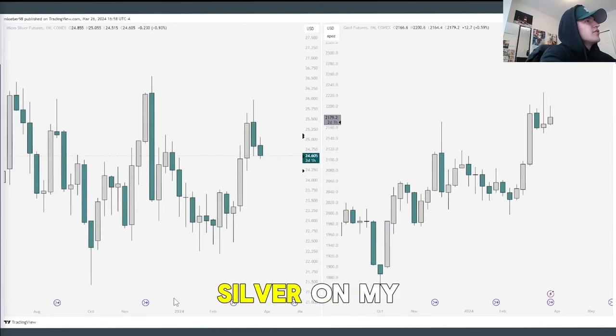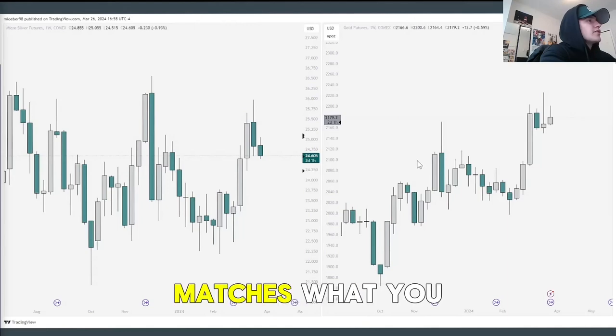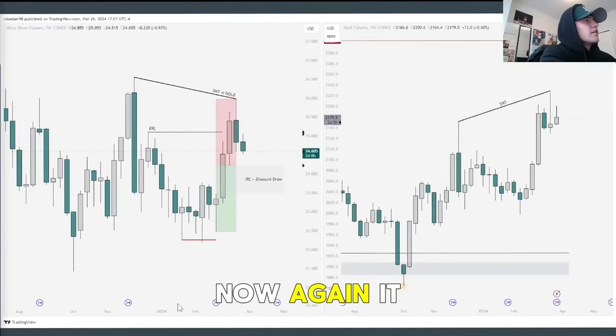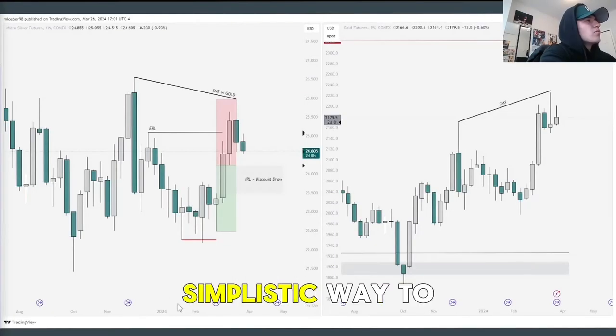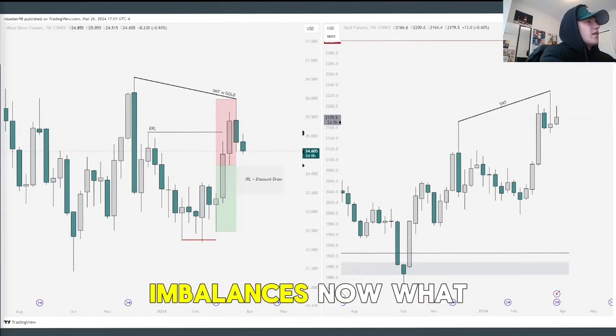Now looking at silver on my left and gold on my right, we have naked charts on the weekly. Do exactly what I said on dollar, do the same thing for silver and gold and see if what I have marked off matches what you can mark off. Again, it is the most simplistic way to view price. What does price do? Price seeks old highs and lows and it rebalances imbalances.